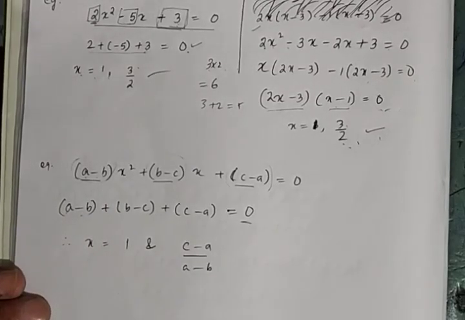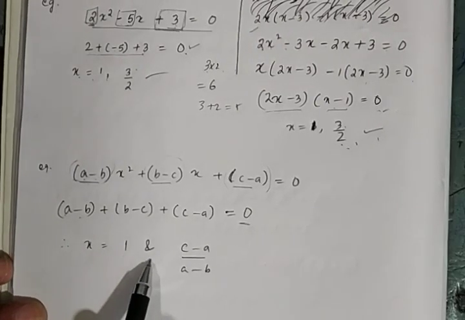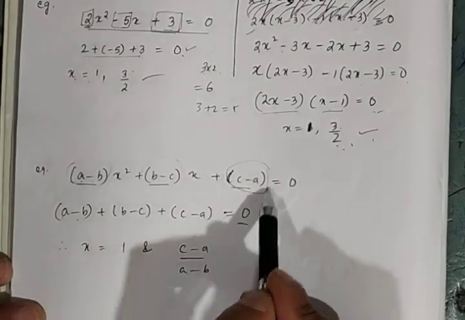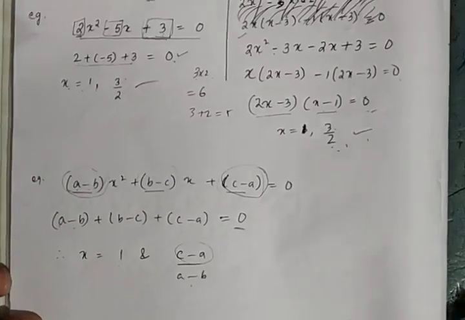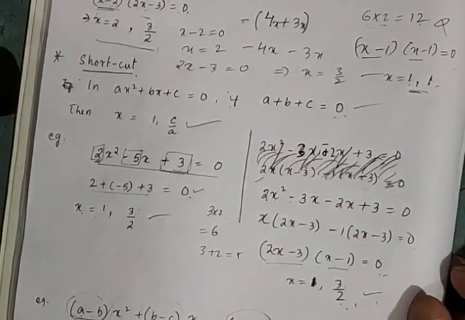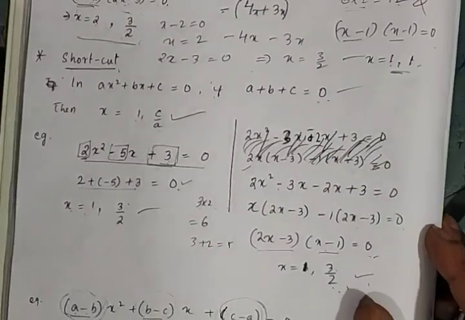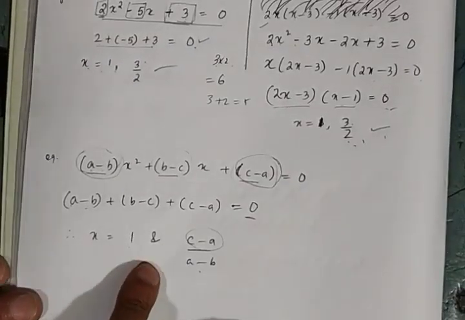Ultimately what is coming? 0. Then the value of x will be 1 and c by a. What is c? C is this whole thing. And what is a? A is this whole thing. This is based on this condition. So just remember that it's just a limitation. Just for a few questions you can apply these shortcuts. But this type of problem will be very helpful for you.